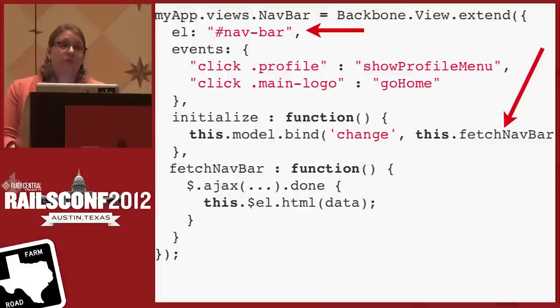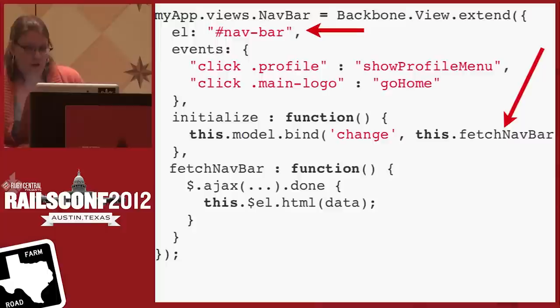The main difference is that instead of binding the change method of the model to render, we bind it to this method that goes out and fetches the navbar over again and then puts it back into the div. I've been on projects where we just called that render, even though it's not actually rendering, it's just pulling stuff off the server. But I prefer to be more explicit about the fact that this is not a render right now, but it could be. You could change it to be a render later, because over time, what you might want to do is convert some of these things to client-side rendering, rather than fetching this navbar on its own.